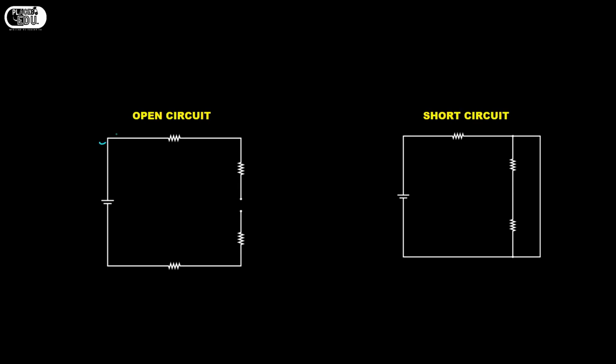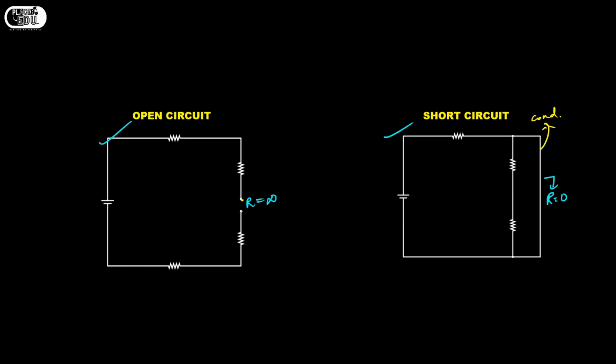If you see, this is open circuit and this is short circuit. Open circuit means you can see the terminals which are not connected, and short circuit means you will see a conductor directly. That's where the difference comes. If you want to represent these as resistors, open circuit is represented as R equals infinity, and short circuit is represented as R equals 0.